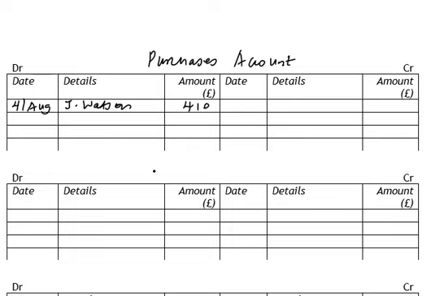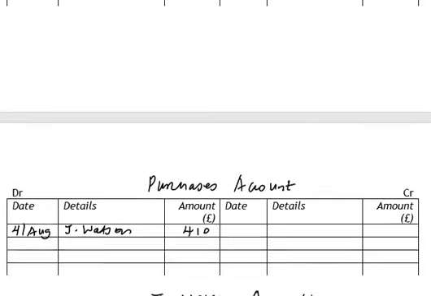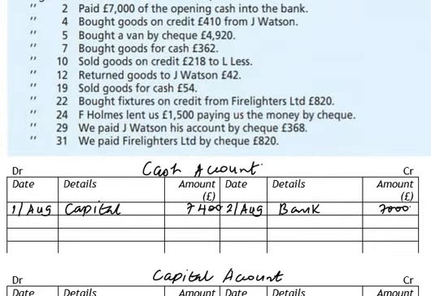So I'll have to create J. Watson account. This is on 4th August. In the details column, we'll write purchases 410. Remember, for every transaction, there will be two entries, debit and then the corresponding crediting entry.